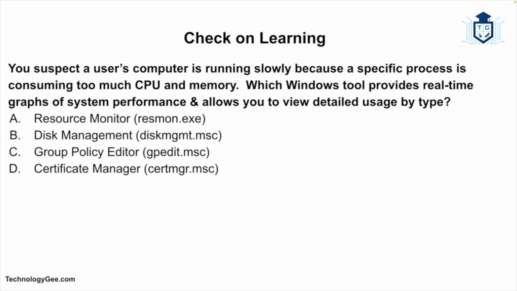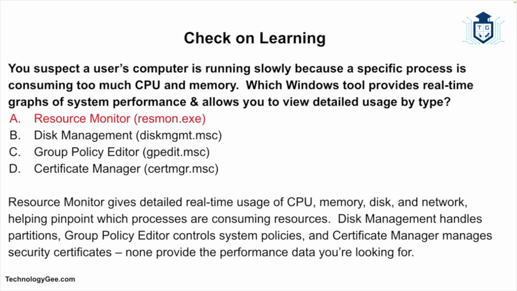Next question. You suspect a user's computer is running slowly because a specific process is consuming too much CPU and memory. Which Windows tool provides real-time graphs of system performance and allows you to view detailed usage by type? Would this be the resource monitor, disk management, the group policy editor, or the certificate manager? And the correct answer is the resource monitor.